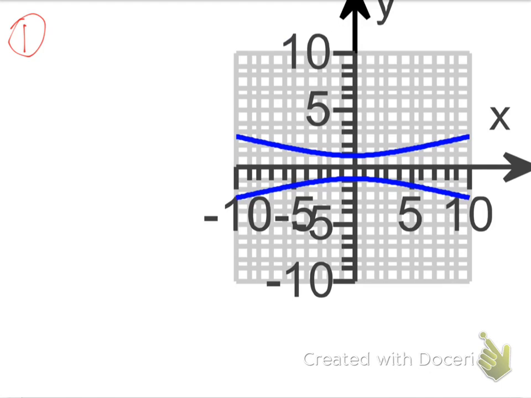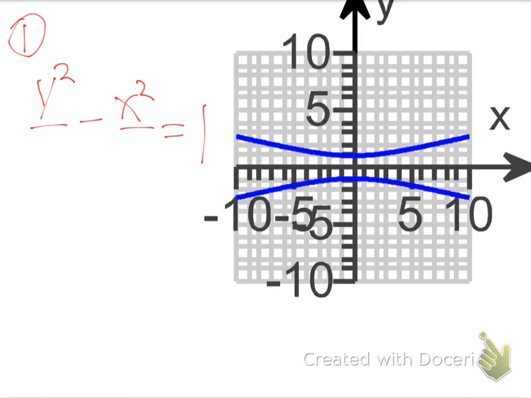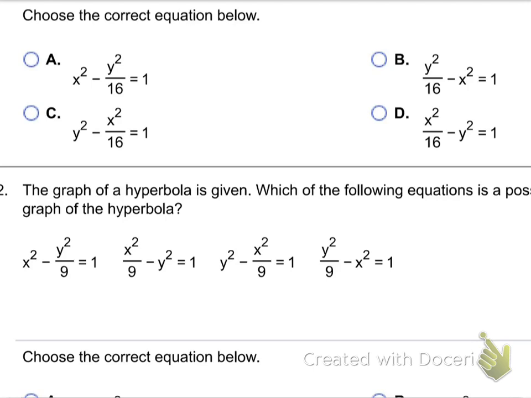The branches are up and down, not right and left. So it's got to be y squared in the front, for sure, minus x squared over something equals 1. Good. So we go back to the options. What do we have to have in the front? We've got to have y squared in the front, because the branches go up and down. So which ones can we cast out right away? A and D are out, because you've got to have y squared in the front.